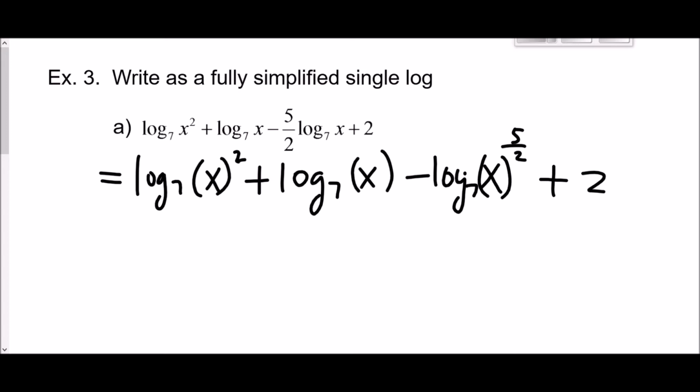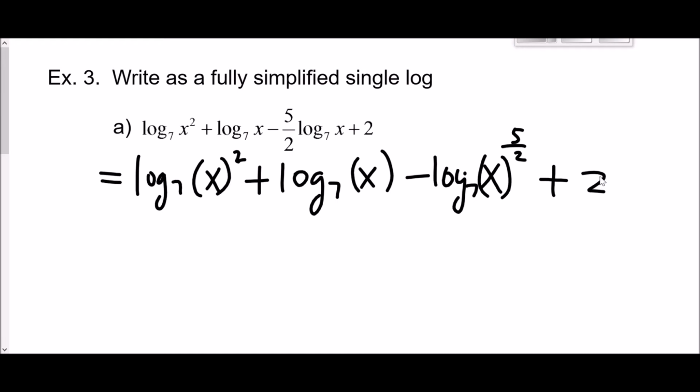Now, if you think about this, do you think it would be a good idea for me to simply leave the 2 like this? Because the thing is, 2 doesn't fit into any of theirs. They all have log base 7. So it might be a good idea to somehow convert this into something that has log base 7.